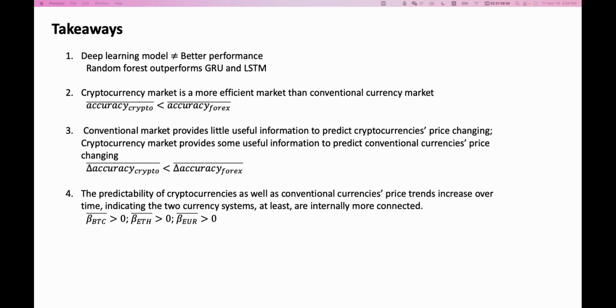Third, conventional market provides little useful information to predict the cryptocurrency's price changing, whereas cryptocurrency market provides some useful information to predict conventional currency's price changing. And fourth, we see a positive linear trend of the performance of the models I tried. These results imply that the predictability of cryptocurrencies as well as conventional currencies price trend are increasing over time. In this sense, the two currency systems at least are being more and more internally connected.